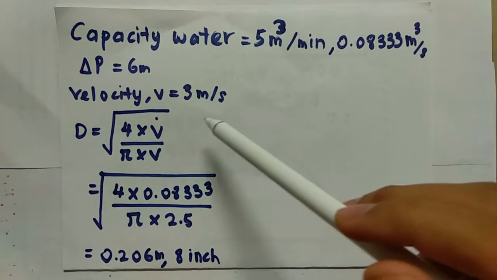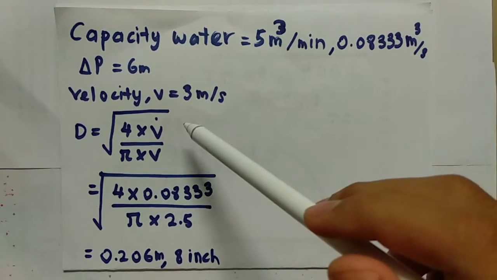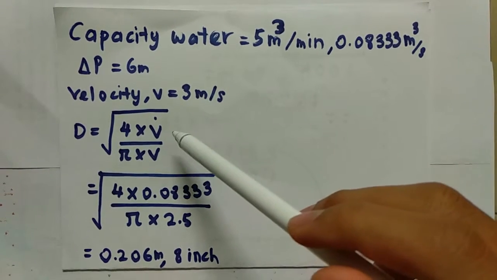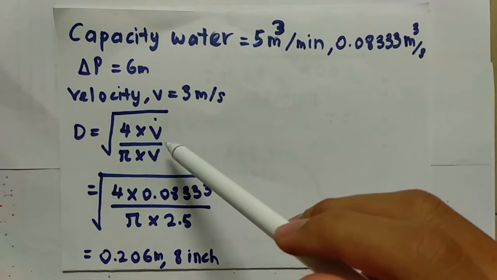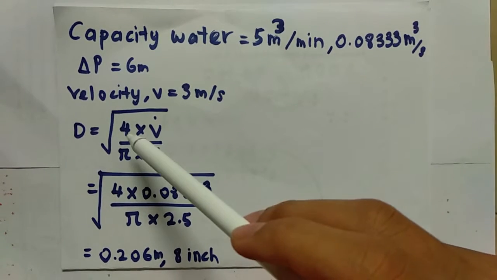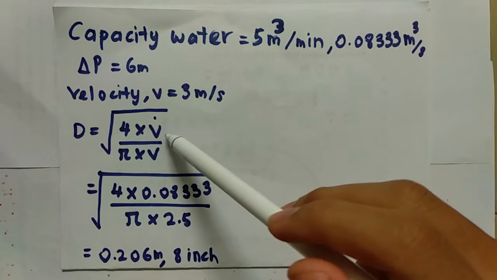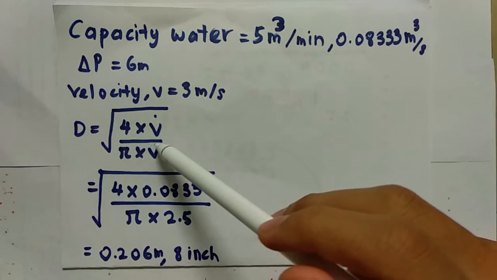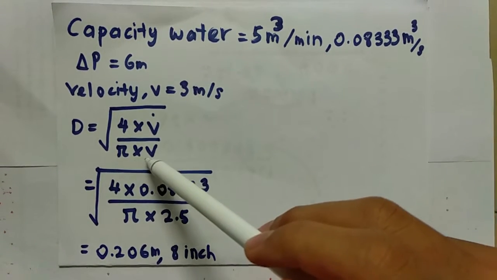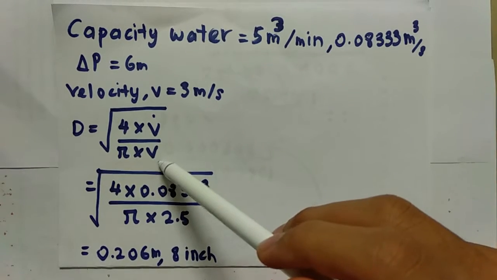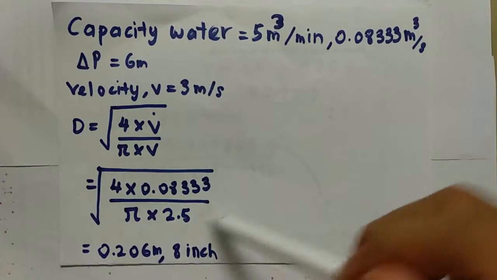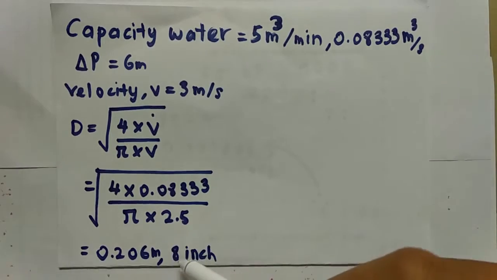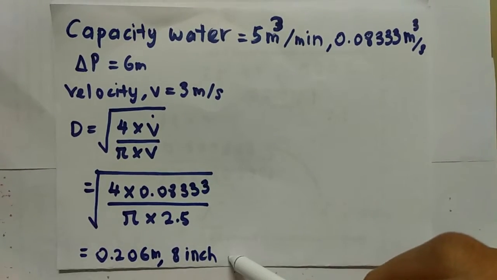For the first step, we need to find the diameter of the pipe, with the formula: diameter equals square root of 4 times the flow rate Q divided by pi times velocity. So we do the calculation and find the diameter of the pipe sizing.